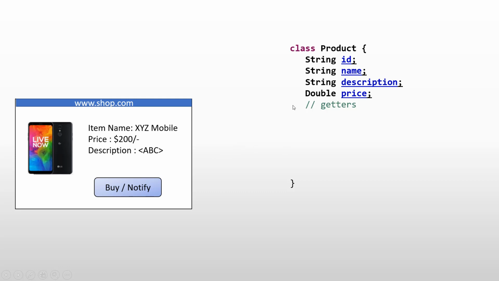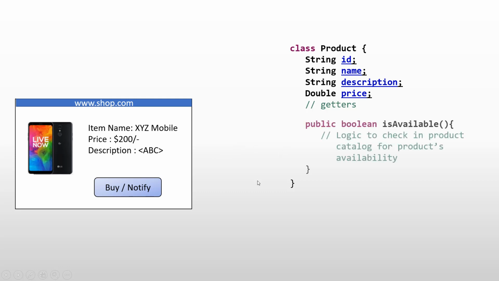The backend developer codes an API under the Product class only, which is the isAvailable method, and inside that he codes the logic to check whether the product is available in the product catalog or not. This logic consists of connecting to the database and checking whether the product is available. The UI developer just makes a call to this API, because the instance of Product was already available to the UI, and then displays either Buy or Notify depending on the product availability.